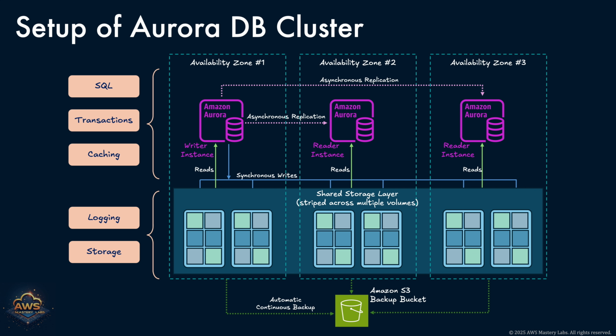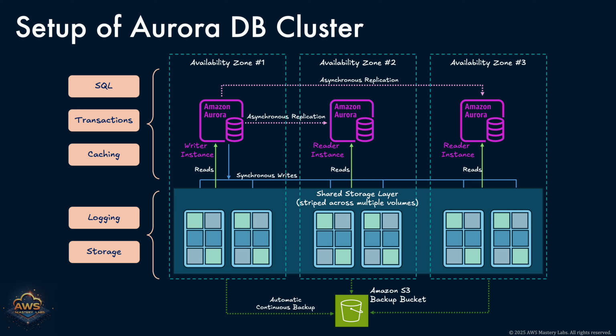Now here's where Aurora's architecture really starts to shine. The storage layer is completely decoupled from the compute layer and is designed to be shared and distributed. It's automatically striped across hundreds of underlying storage volumes and replicated 6 ways across 3 availability zones. This not only guarantees high durability and fault tolerance, but also eliminates the need for traditional storage provisioning or RAID configurations.